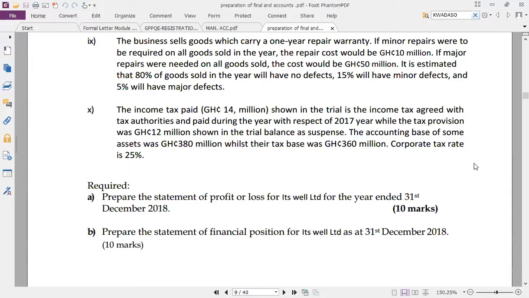Now let me do a little remix. Let's assume that we are going to add statement of changes in equity. So that will be the middle, and then the financial position will be the third one. So this is how I want the requirement to be.